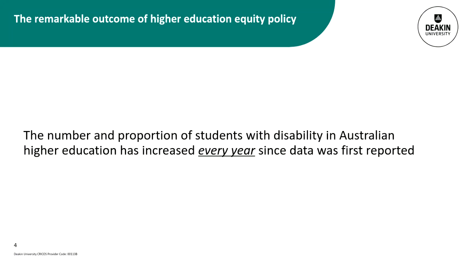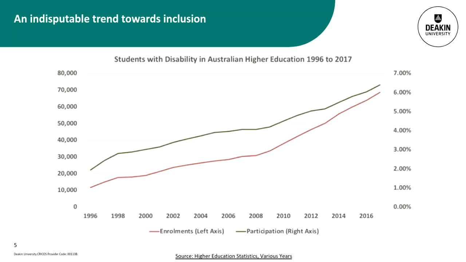The number and proportion of students with disability in Australian higher ed has increased every year since data was first reported. That's quite a remarkable outcome, and if you have any doubts about that proposition, I'm going to go to the chart and the numbers. What we have here is a chart that demonstrates the enrolments, which is the red line and the left-hand axis. So since '96, when we first started reporting any data on disability in higher education in Australia, numbers were about 10,000, and year on year it just keeps increasing. Some years the increase has been only slight, but it has increased every year, and the proportion also has. This is the green line and the right-hand axis. So this is an indisputable trend towards inclusion.